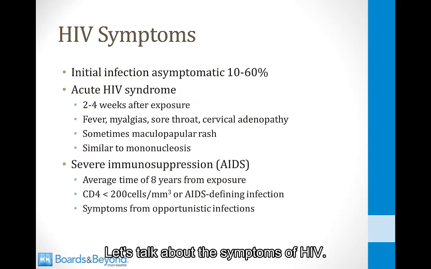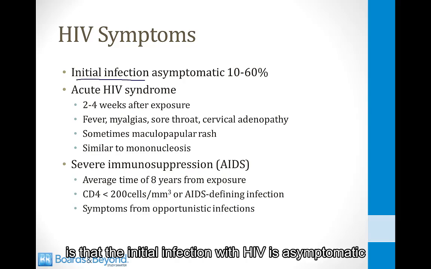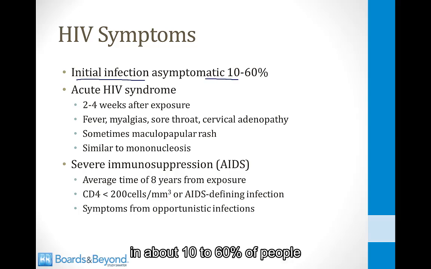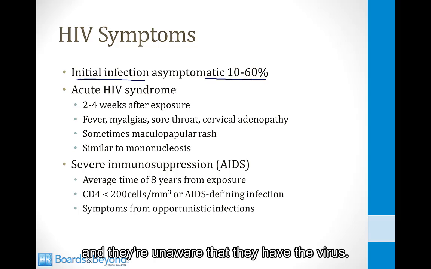Let's talk about the symptoms of HIV. So the first thing to know is that the initial infection with HIV is asymptomatic in about 10 to 60% of people, and this is very unfortunate because it means that a lot of people are walking around with HIV and they can infect other people and they're unaware that they have the virus.